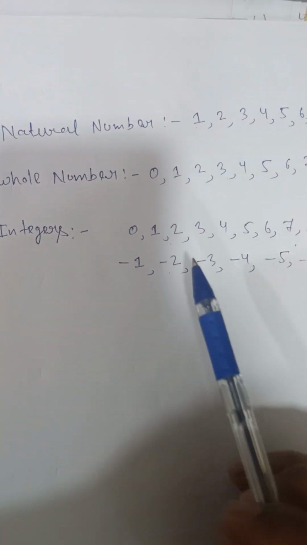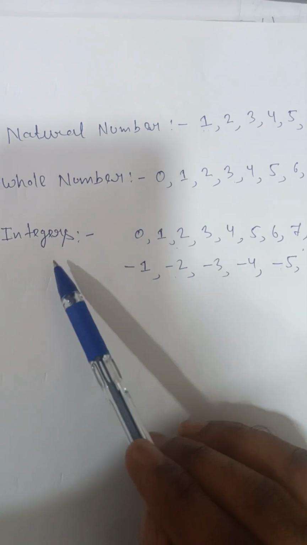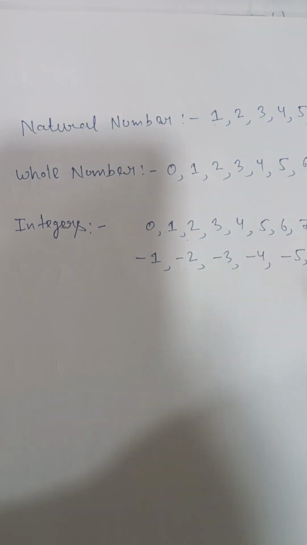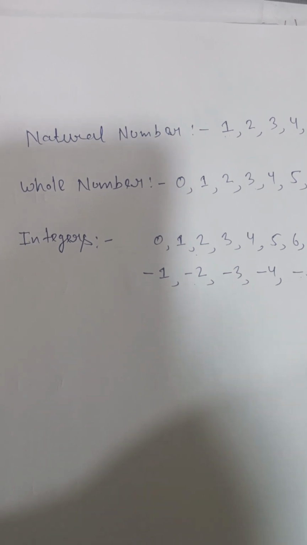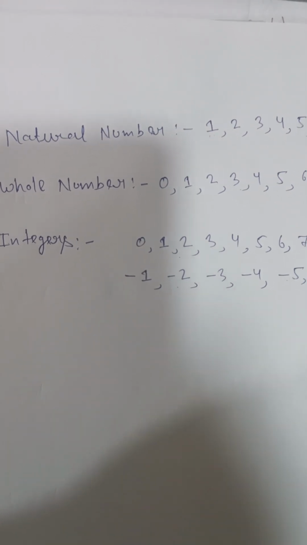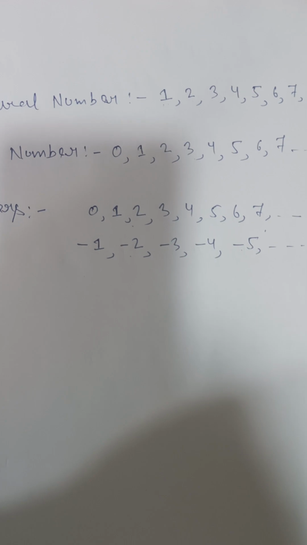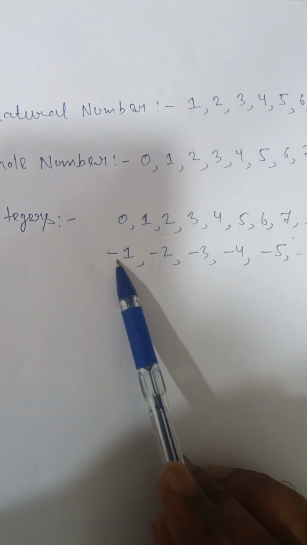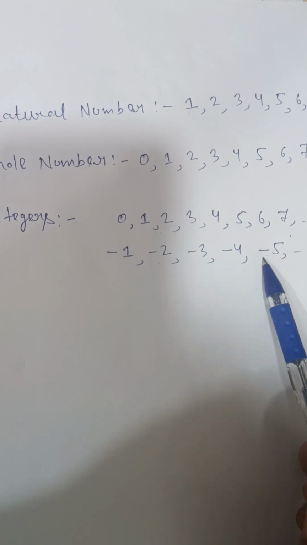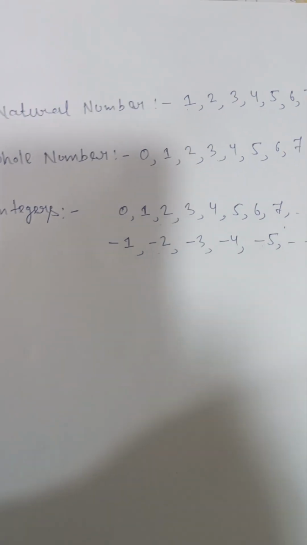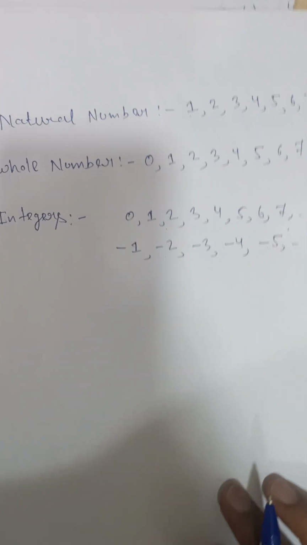Again I want to tell that integers are the extension of whole numbers, meaning whole numbers are also integers, but integers have some extra things. And what are the extra things? It has -1, -2, -3, -4, and -5, and it goes like that. So this is the definition of integer.